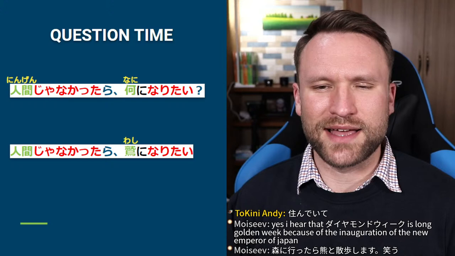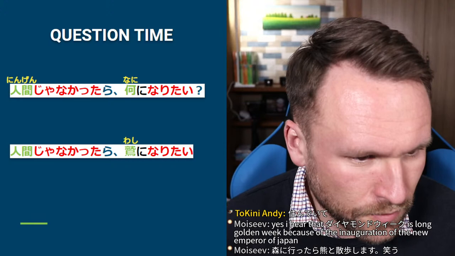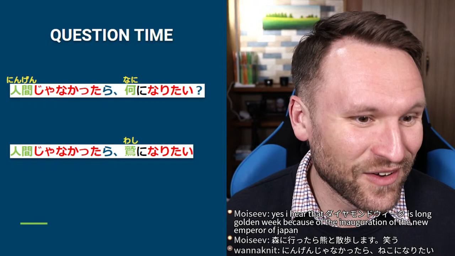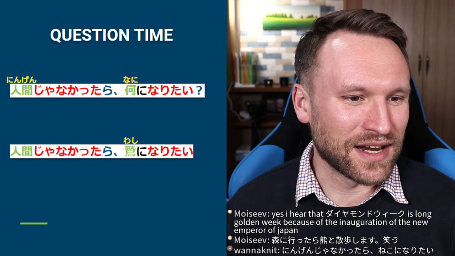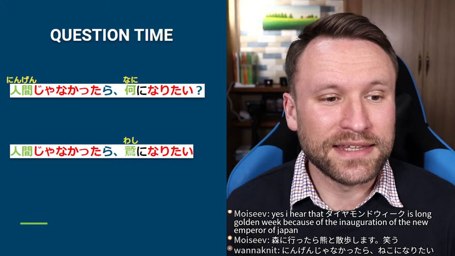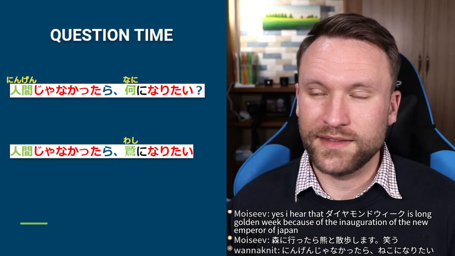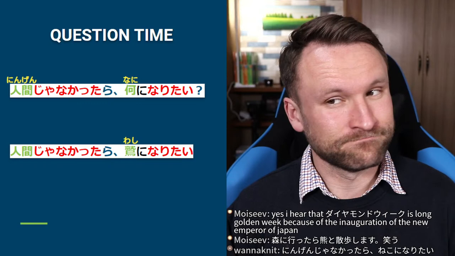Mori ni ittara kuma to sanpo shimasu. You're going to go for a walk with a bear. Nice. Ningen janakattara neko ni naritai, says one of them. Yes. I remember last week neko was very popular. Nah, cats have not a very bad life. But they can't fly. Neko nante ne, tobenai n desu yo. Tobitai n da yo.